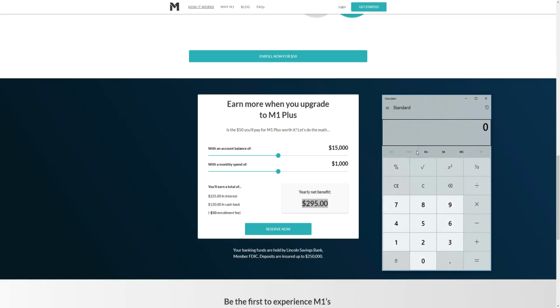The math here is 225 plus 120. After the first year, that $50 goes away. You're now going to be charged $125, so we're going to subtract $125. So if you continue to have a balance of around $15,000 and a monthly spending of $1,000, you're going to make about $220 back. Is that good? Is that bad? Let me know in the comment section below if you believe $220 for having a cash balance of $15,000 in your checking account and having a monthly spending of $1,000 is good.